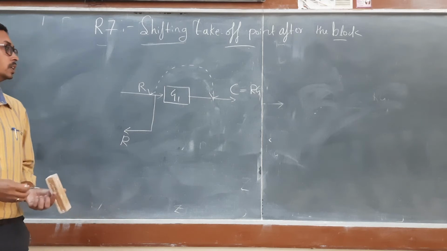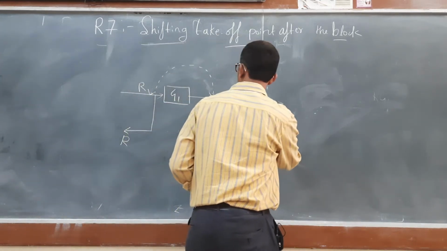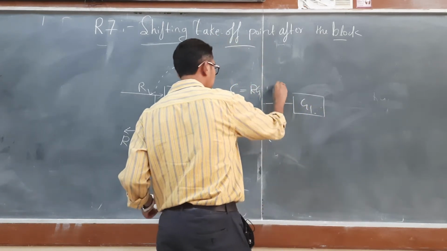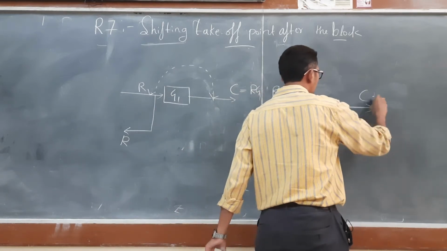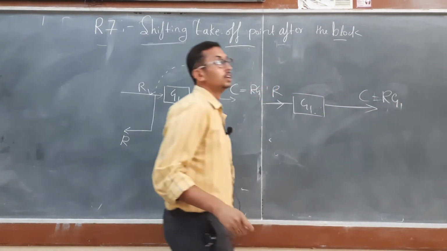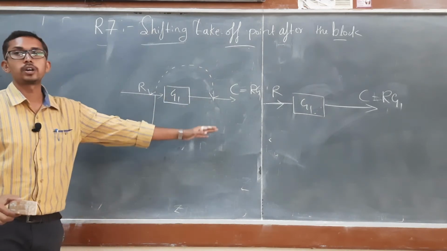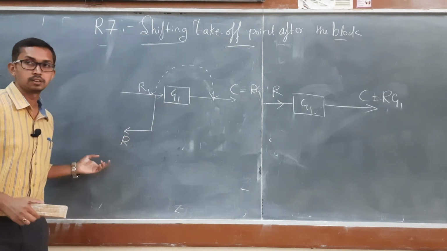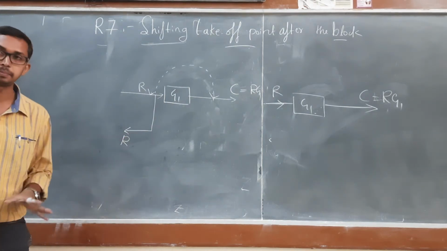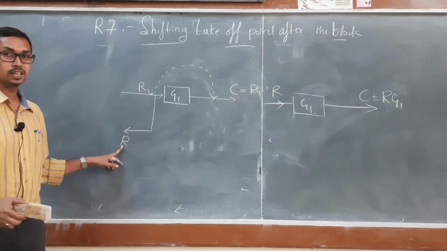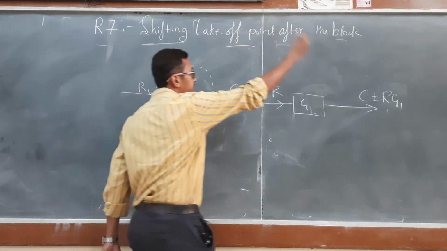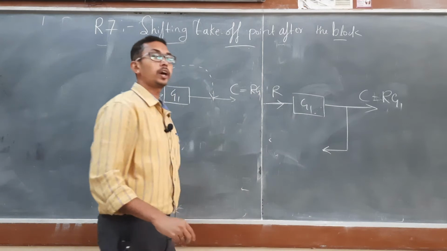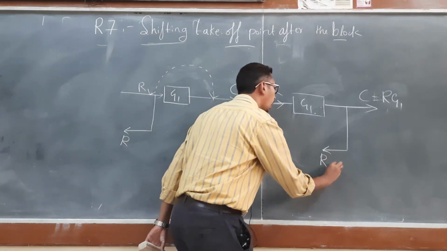That is the objective. In such cases, if I shift the takeoff point after the block G1, R is the input, and there is no change in the output. The output remains the same, even after shifting the takeoff point, before or after. But there is a change in the feedback signal, and the feedback signal should be the same in that case also. What I am getting is R. But when I shift the takeoff signal after the block G1, what output am I going to get? It will be R G1.